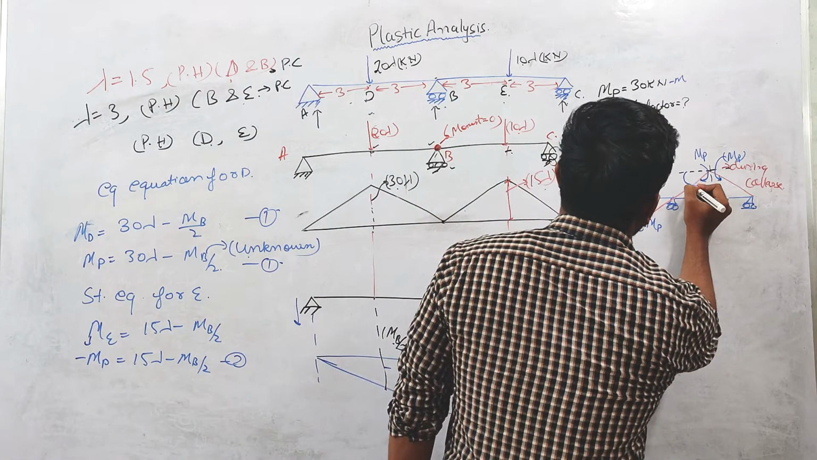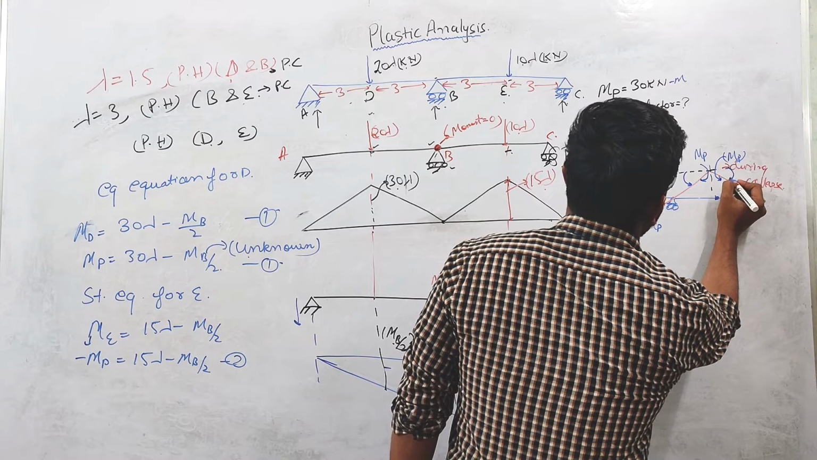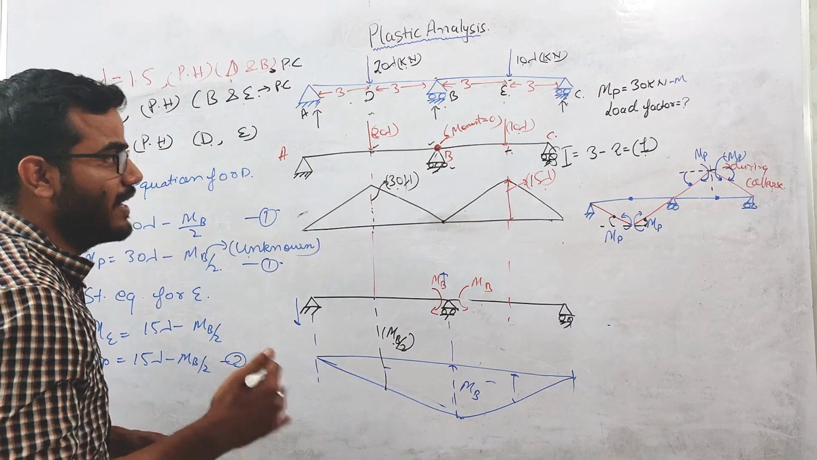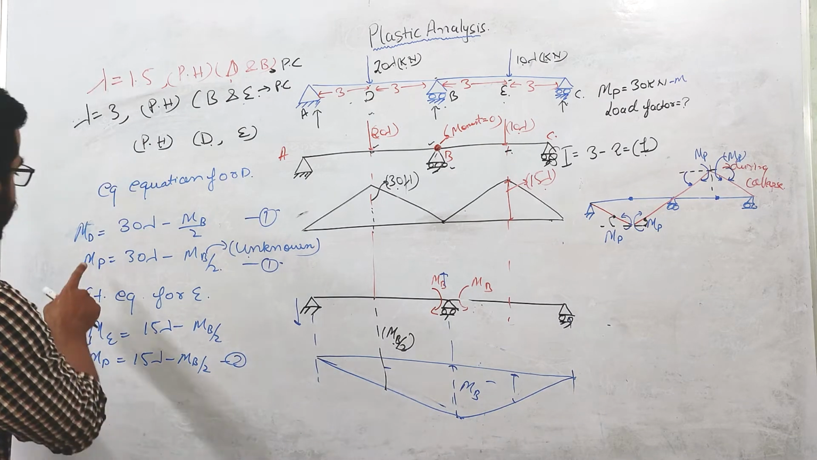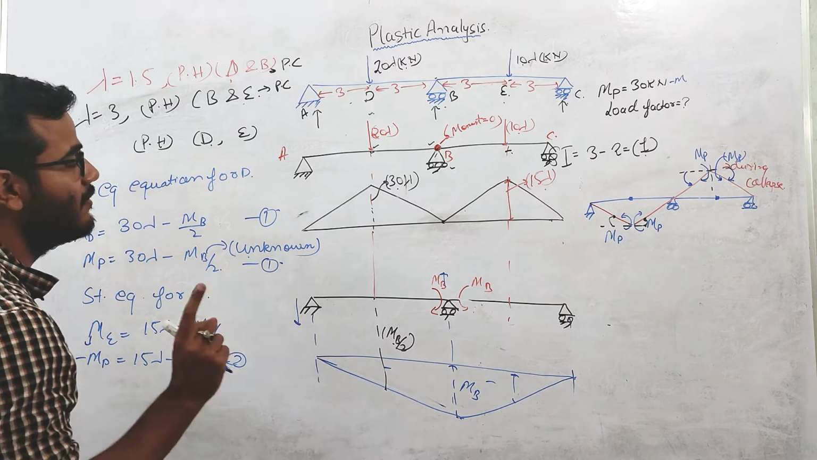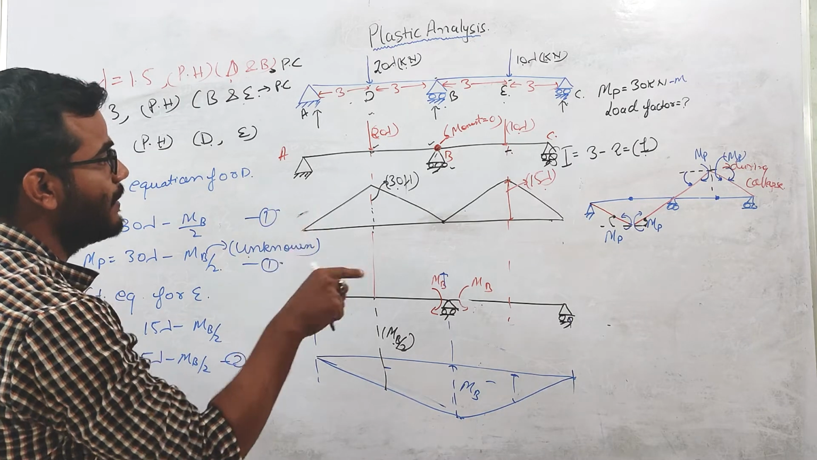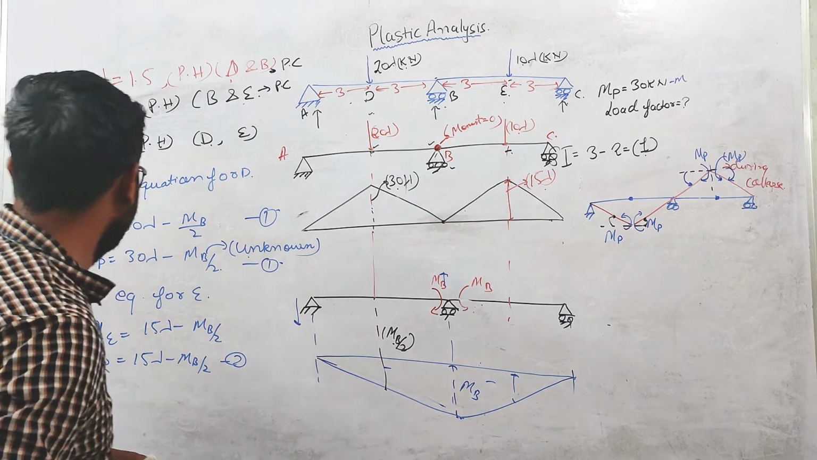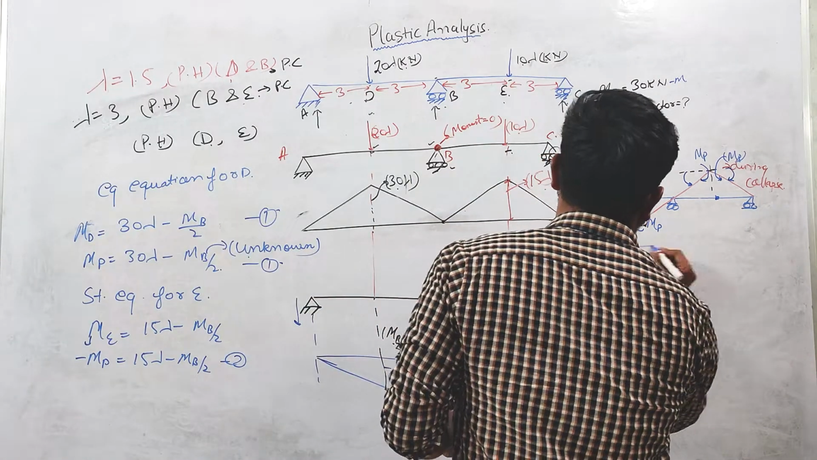Here the direction of the rotation is like this. Here the direction of rotation is like this. So MP is opposite to this rotation. And you need to check the sign of the MP, right? Because this is positive at this D point and at E point it is negative. Why negative? Because MP is creating a hogging moment over there. So if you solve these two equations, we have two equations over here.